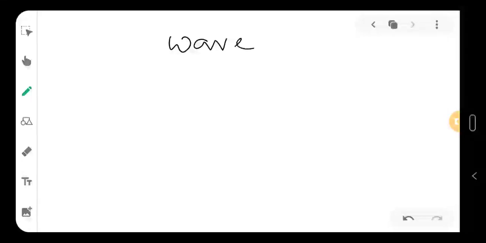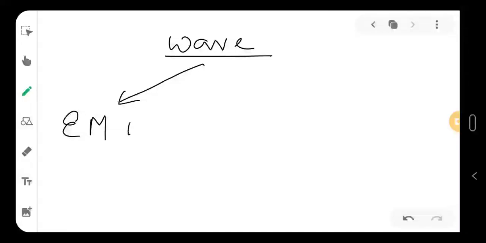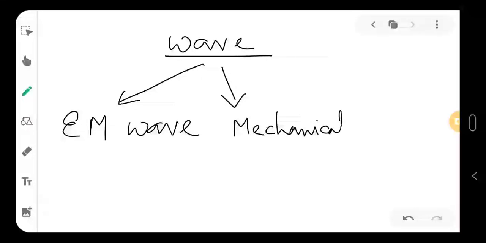Waves can be of different formats. There is something called an electromagnetic wave, or EM wave. We have something called a mechanical wave, and we have something called a matter wave. And what types of waves are there?